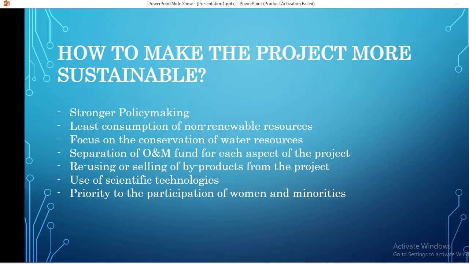So how to make the project more sustainable? There should be stronger policy making. There should be least consumption of non-renewable resources, as the non-renewable resources harm the environment. The conservation of water resources should be focused along with the supplying of water. There should be separation of O&M fund for each of the aspects of the project. The reusing or selling of byproducts from the project should be done, and it will help in the economic growth of the project too. There should be use of scientific technologies. The priority should be the participation of women and the minorities of the communities and the country.